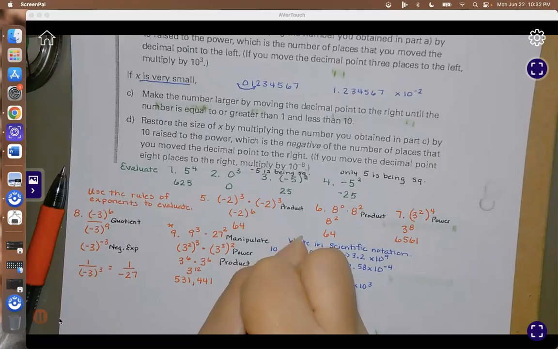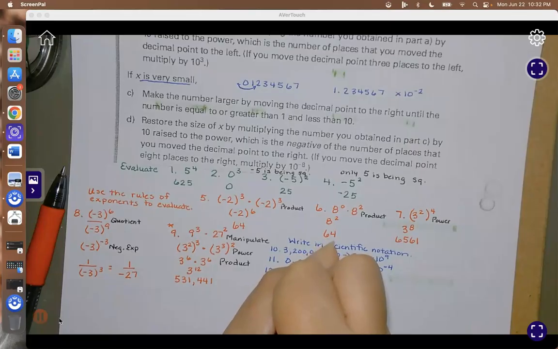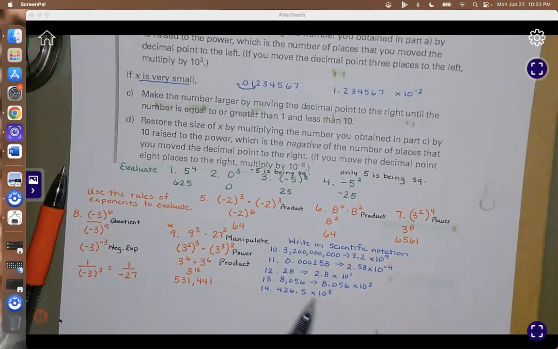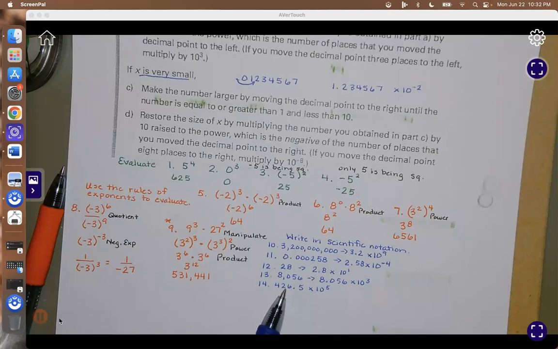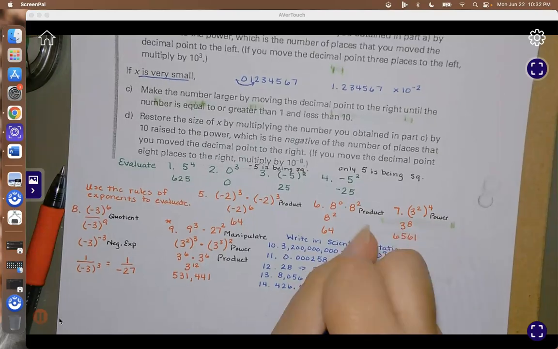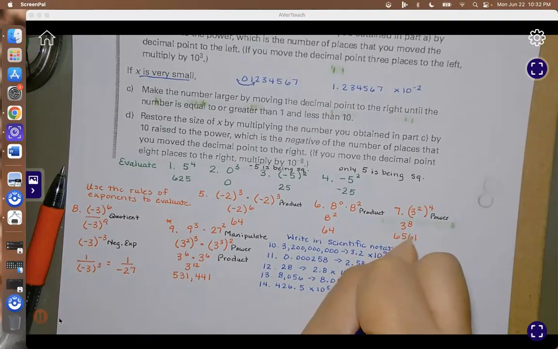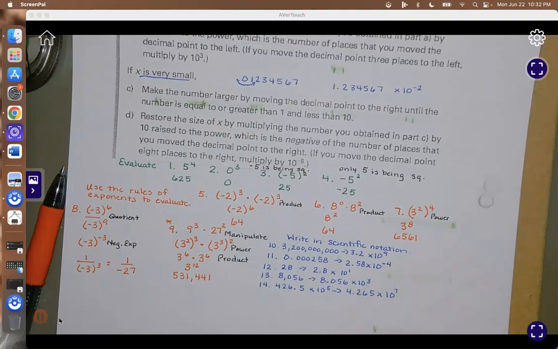Now, watch these two. 426.5 times 10 to the 5th. So it's not fully in scientific notation. I need to move it an additional 2 places. They did not go far enough. So those 2 places are going to make it times 10 to the 7th.